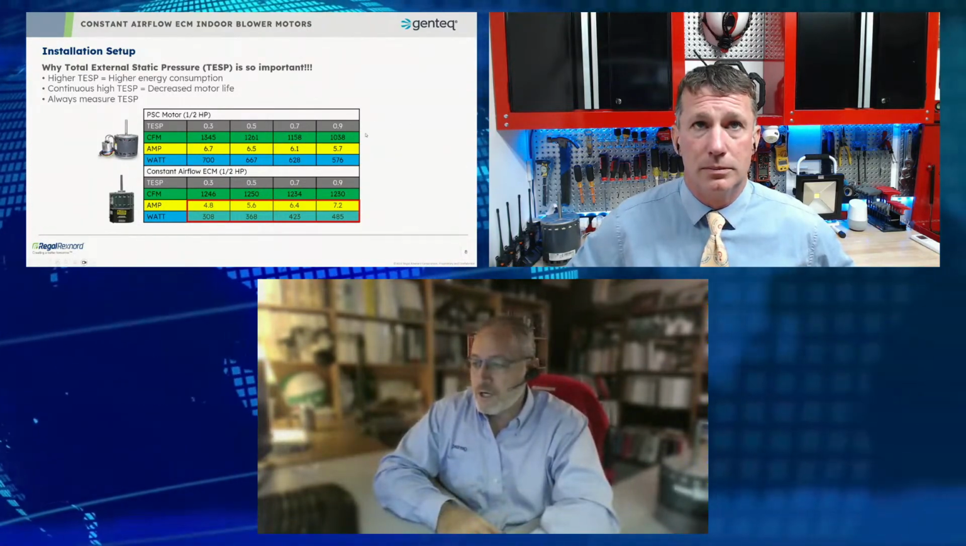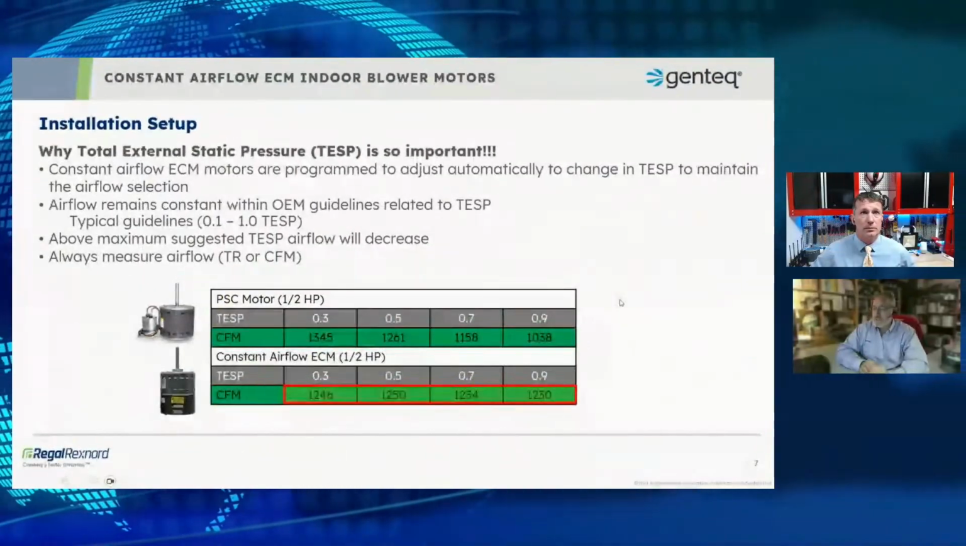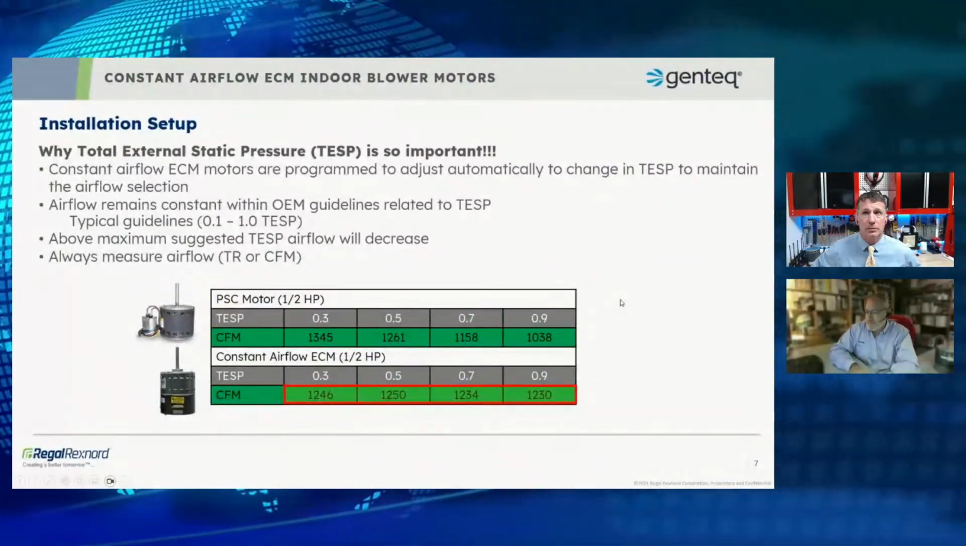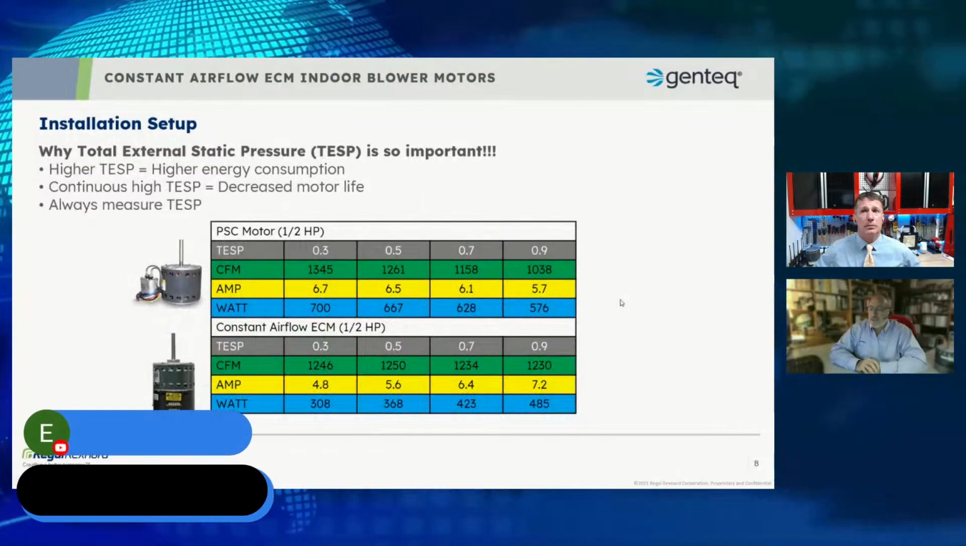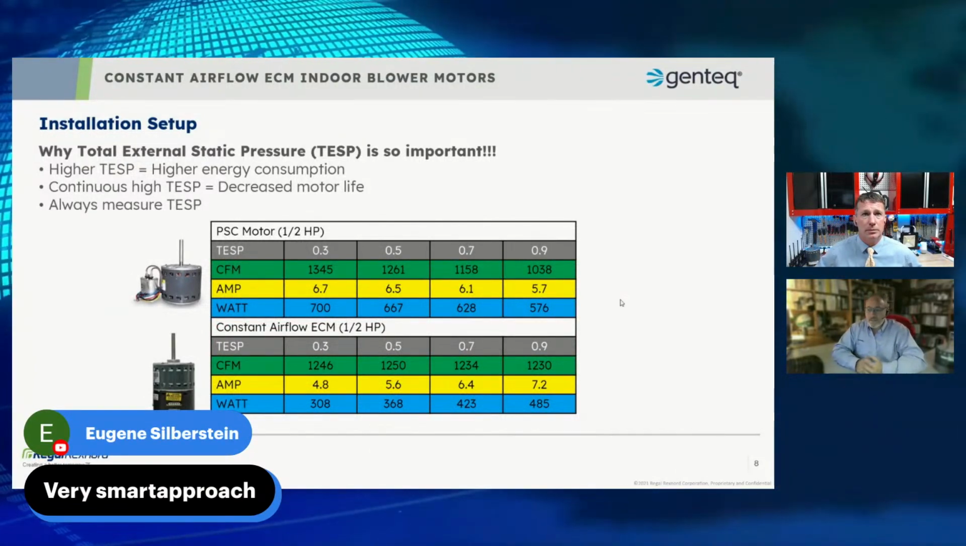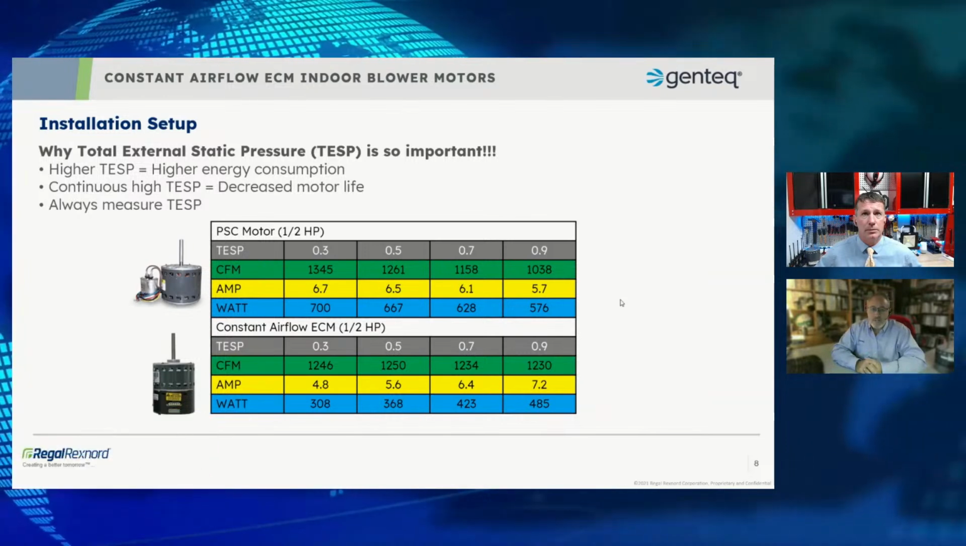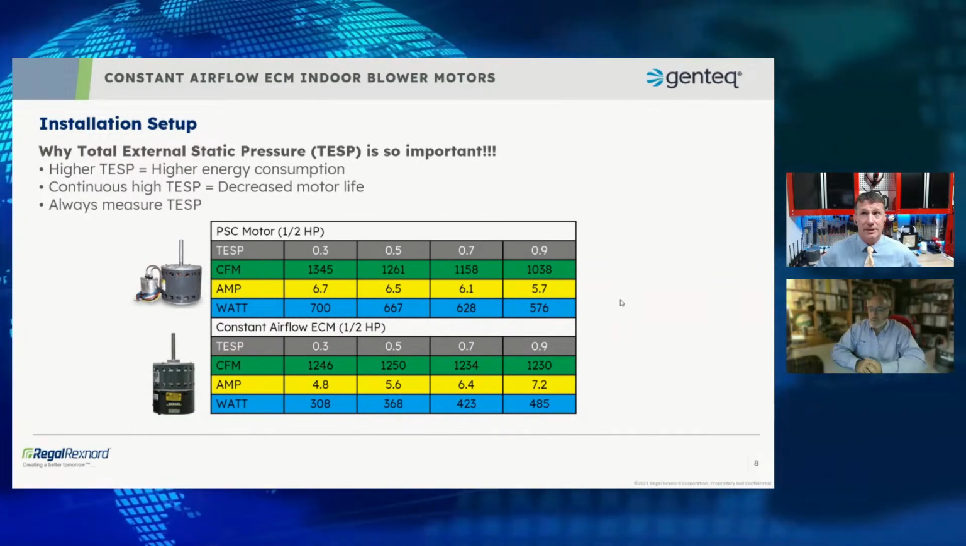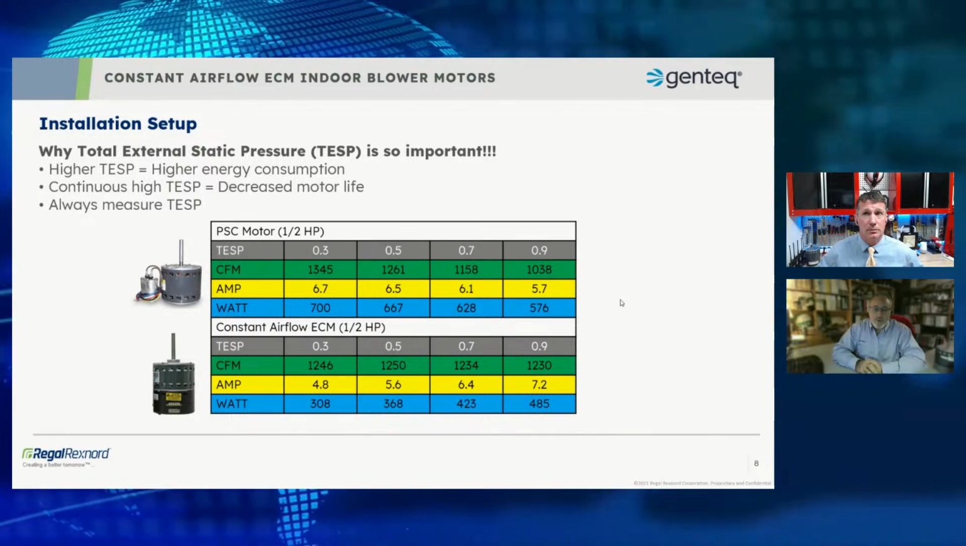And if you look at the chart, and I'll get rid of some of the noise so it's easier. I guess we want the amps in there too. If you look at the chart, the PSC motor at high static loses airflow, but it actually decreases amperage. Right. It's doing less work.